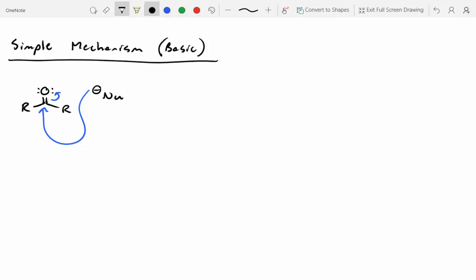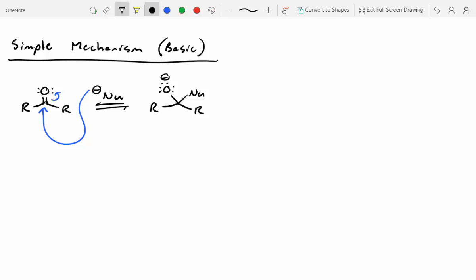This is actually somewhat reversible, because if we think about our product, if your nucleophile is also a good leaving group, that negative charge on the oxygen could kick down and kick off your nucleophile. So this is typically thought of as an equilibrium, not a true one-way reaction unless the equilibrium really favors the product side.